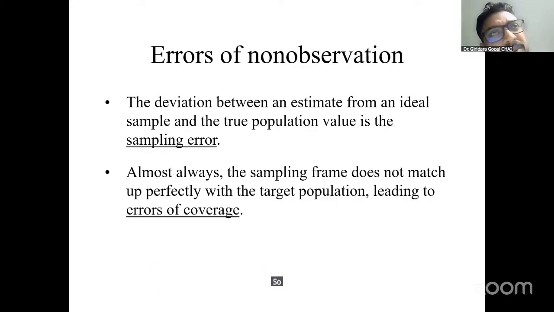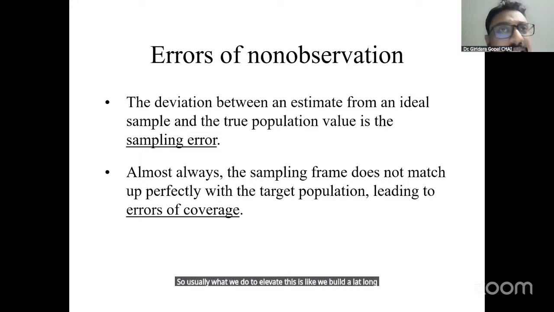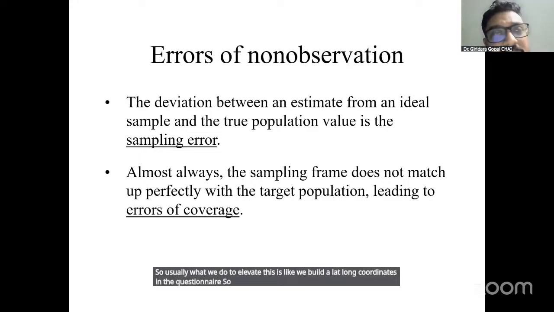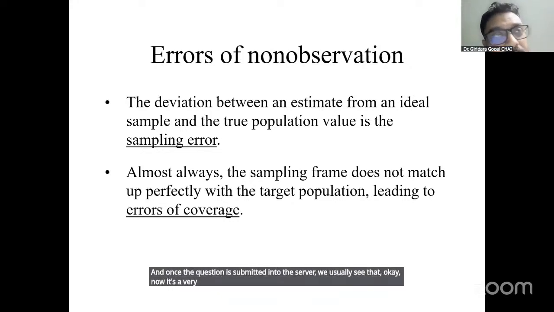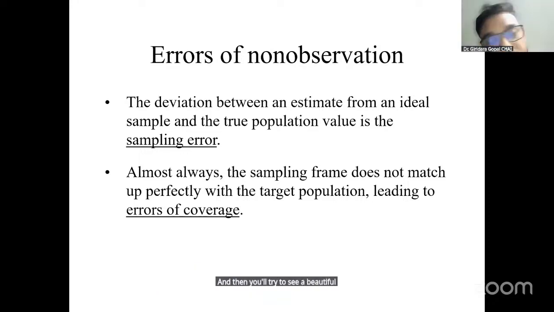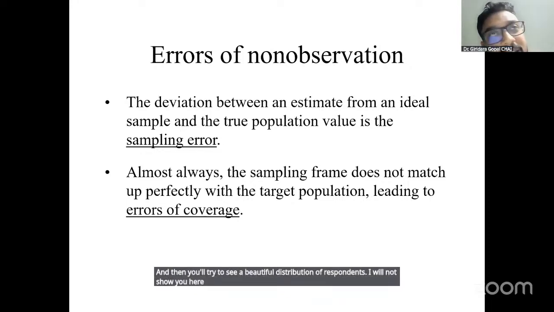So usually what we do to alleviate this is we build lat-long coordinates in the questionnaire. So at the time of filling the questionnaire, we get to see where the respondent and the interviewer are at that point in time. And once the questionnaire is submitted to the server, we usually see that, okay, now it's not a very concentrated set of respondents. This respondent is here. The next respondent is probably, let's say, 5, 6 households away. And then you'll see a beautiful distribution of respondents. I will not show you here, but I'm just giving you a theory on how we researchers approach this problem.